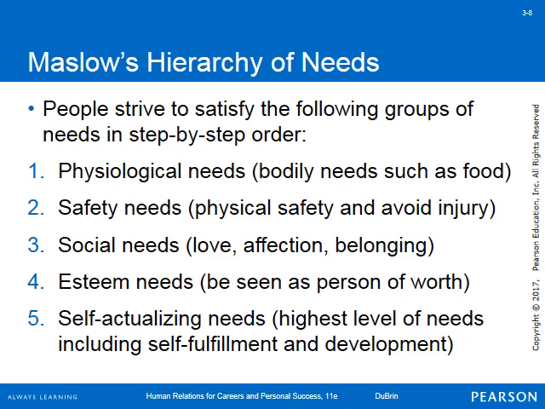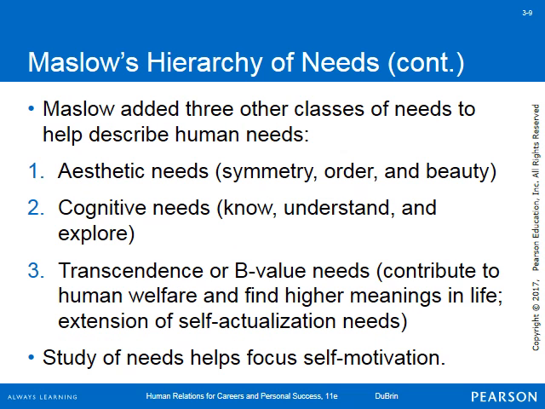Maslow also recognized that aside from these 5 classes of needs in this hierarchy, this is only a partial description of human needs, that there are 3 other classes of needs: cognitive needs, aesthetic needs, and transcendence needs, or what he would refer to as B. And I think I moved too fast. I'm sorry, I had to slow down.